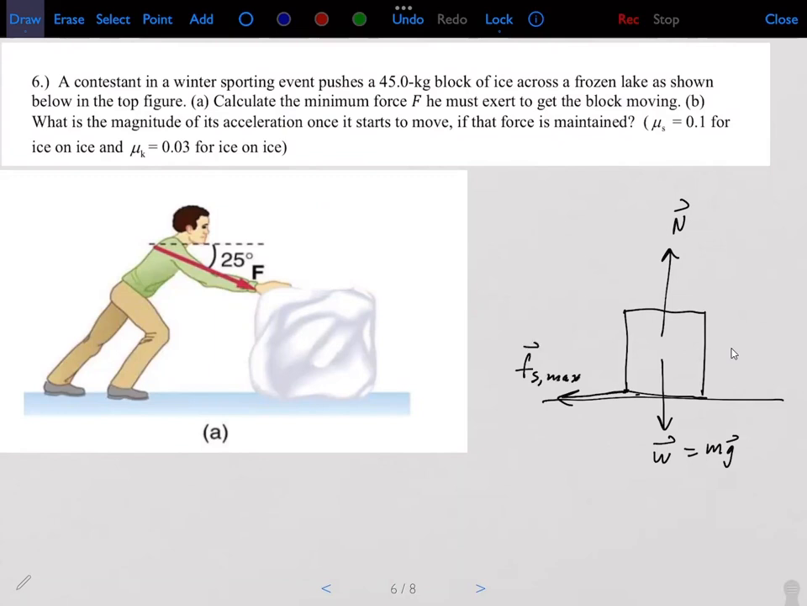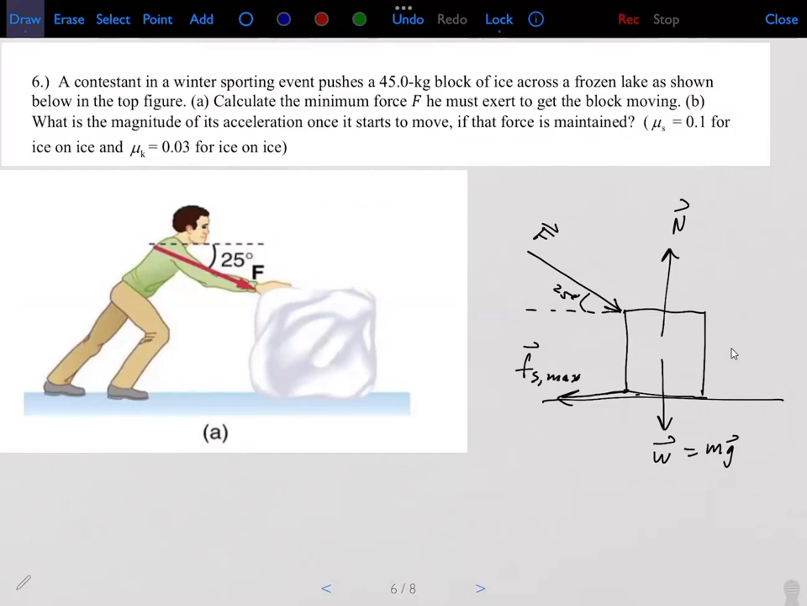And then we have this applied force acting at 25 degrees. So it's kind of going like this. Right, and this is 25 degrees. Okay.